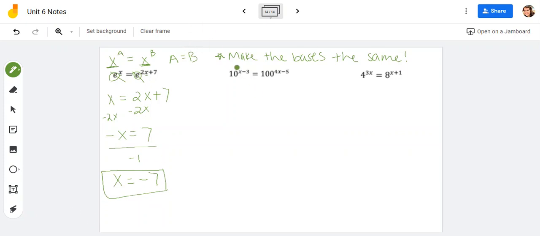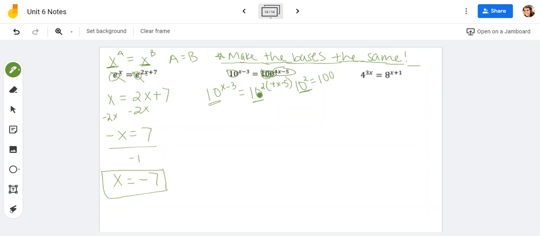But when we look at this middle example, I see my base is 10 and then my base is 100. So unfortunately, I can't cancel the bases right away, but I can use this strategy to make the bases the same. I know that 10 squared equals 100. So I'm going to rewrite this 100 as 10 squared. I copied on the left side, 10 to x minus 3 equals 10 squared, and then I need to bring this down in parentheses, 4x minus 5.